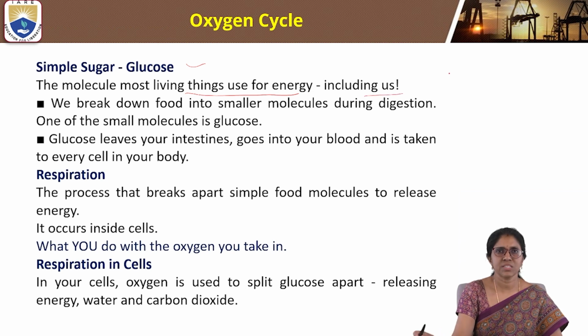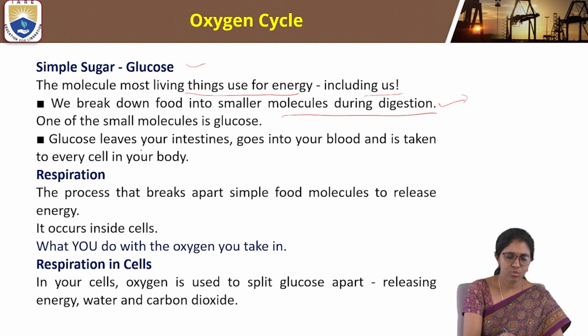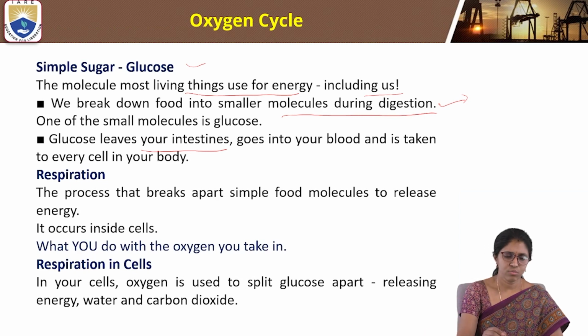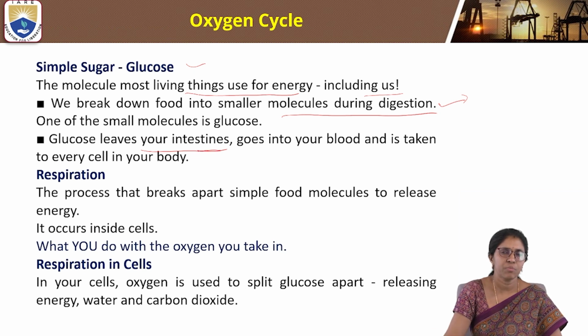Including human beings, we break down food into smaller molecules during digestion. One of the small molecules of carbohydrate is glucose. Glucose leaves your intestines, goes into your blood and is taken to every cell in your body.